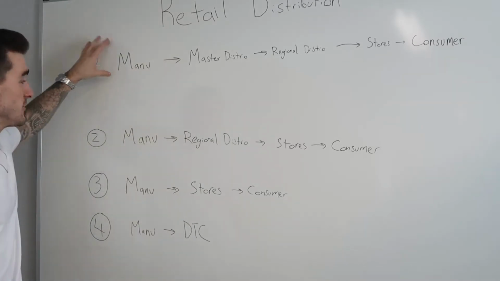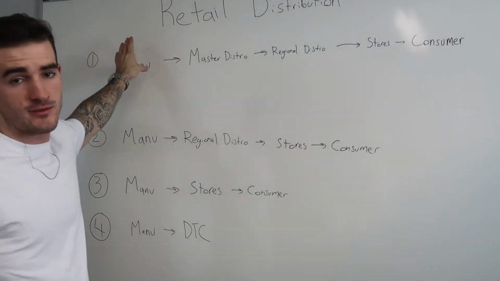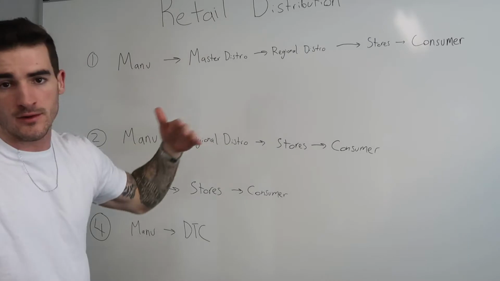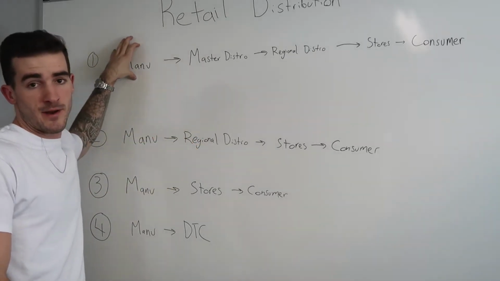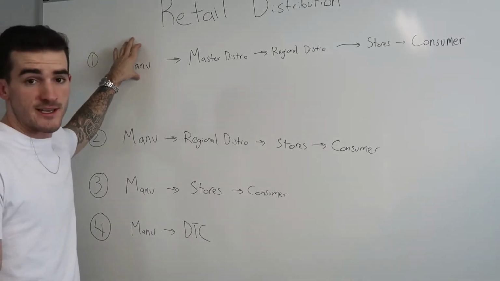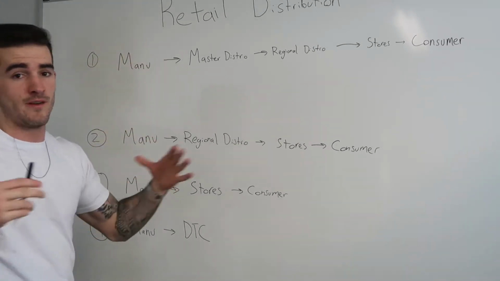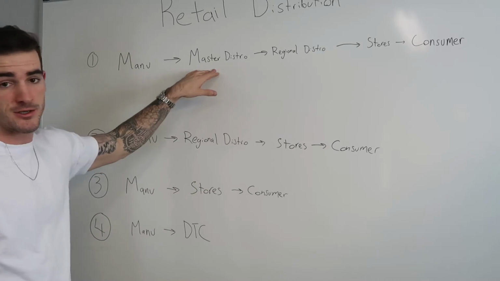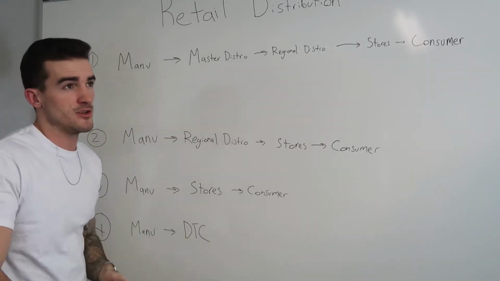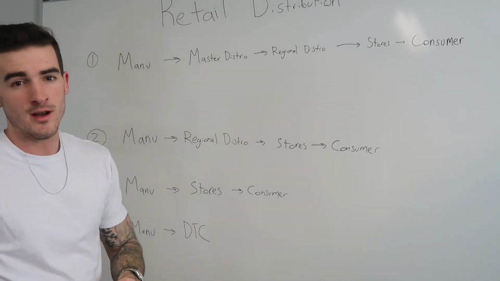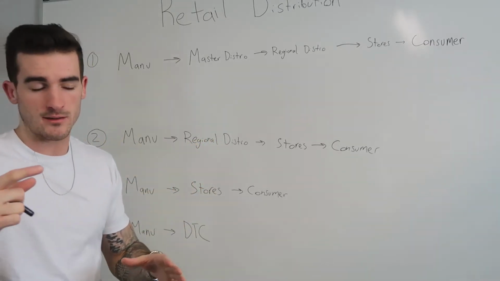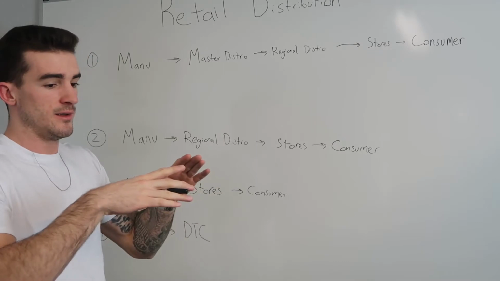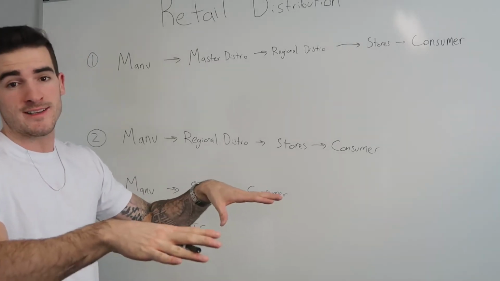The most complex and most advanced way to sell your products to the market or get them into stores is going to be you over here at the start as the manufacturer. You're going to sell your product in bulk, very large bulk, to a master distributor. Think of a master distributor sort of like a broker. They're going to buy a bunch of inventory, put a small markup on it, and then they're going to sell it to other distributors who are going to sell it to stores.